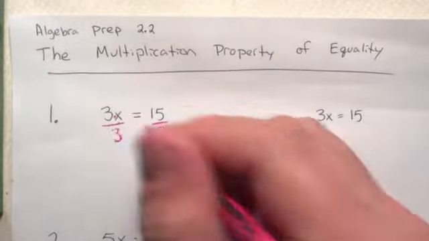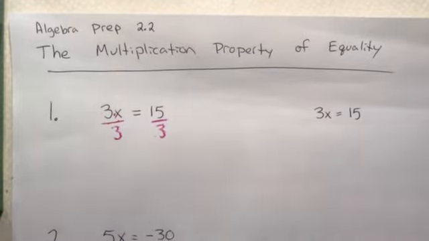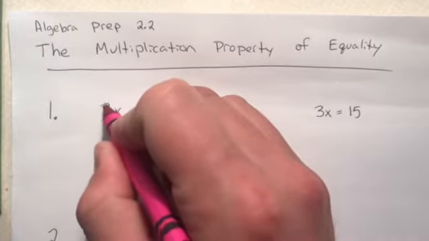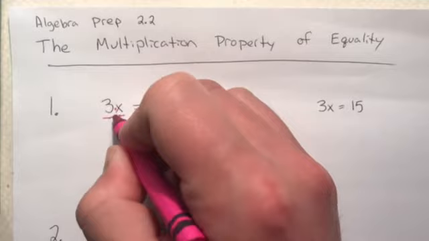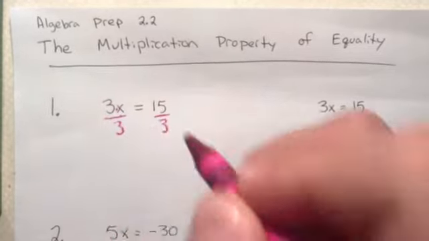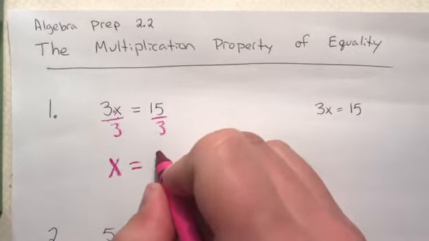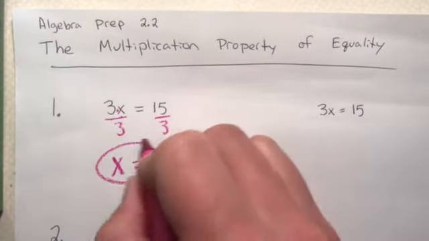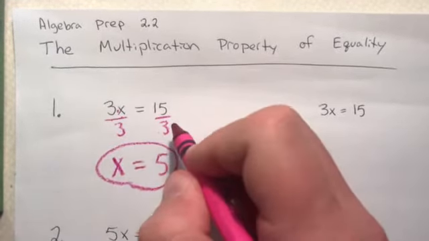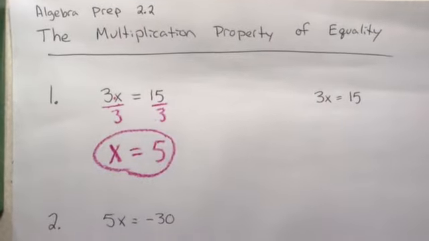So we'll just divide both sides of this equation by 3, and multiplying by 3 and dividing by 3, or thinking of this as like 3 divided by 3, which is just 1x. 15 divided by 3 is 5. So again, whatever we do to the right side, we also have to do to the left side.